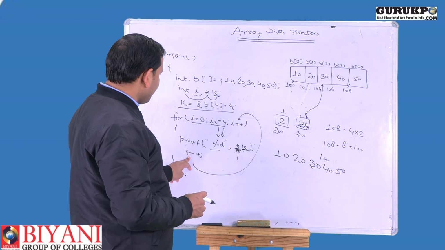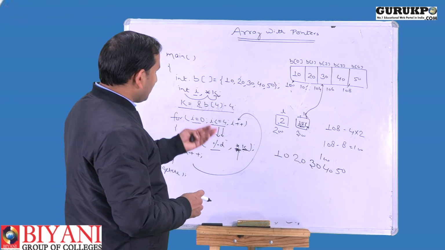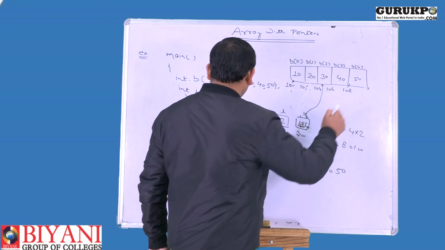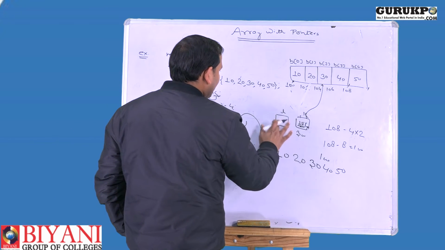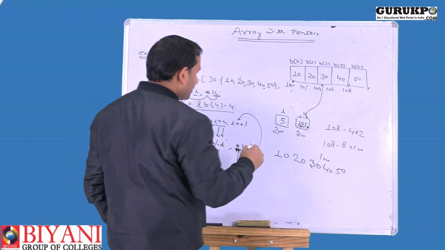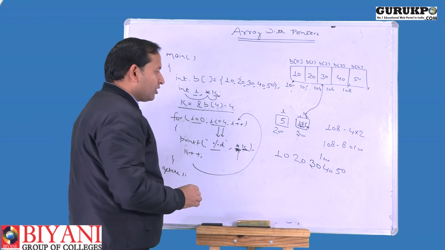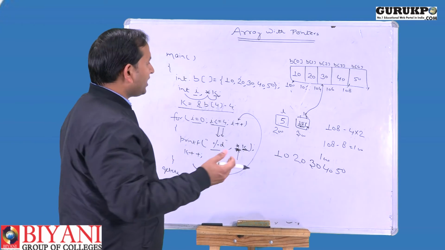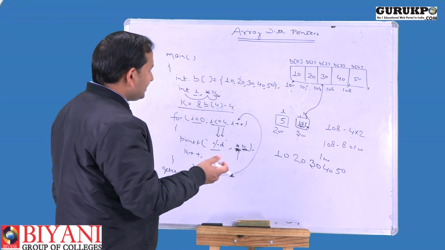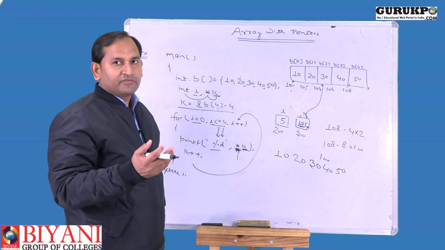Again i plus plus, and k plus plus will point to the next memory location, that is 110, and i plus plus. Now the value of i is 5, and after executing, 5 less than or equal to 4, the condition is false, so control goes outside the loop. So through this example we can easily learn how a pointer works with an array.